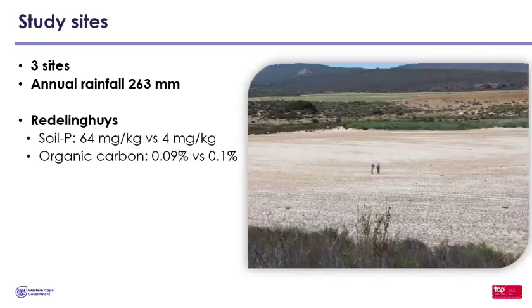The first site is near Redelinghuys. It is a flattened dune used for potato production from 1974 until 2012. By 2017, there was minimal permanent plant cover. The phosphorus levels were at 64 mg per kilogram compared to the adjacent veld's 4 mg per kilogram, and the organic carbon levels were very low at about 0.1%.